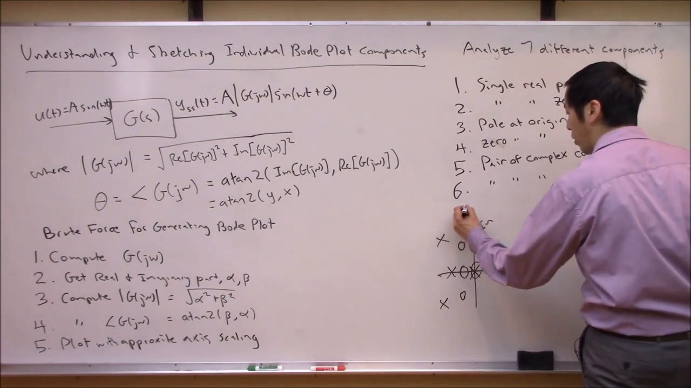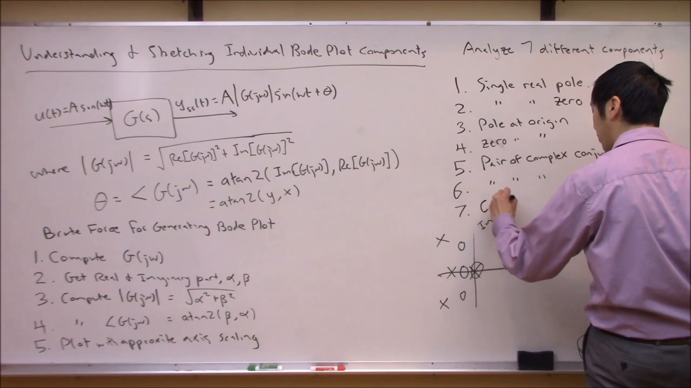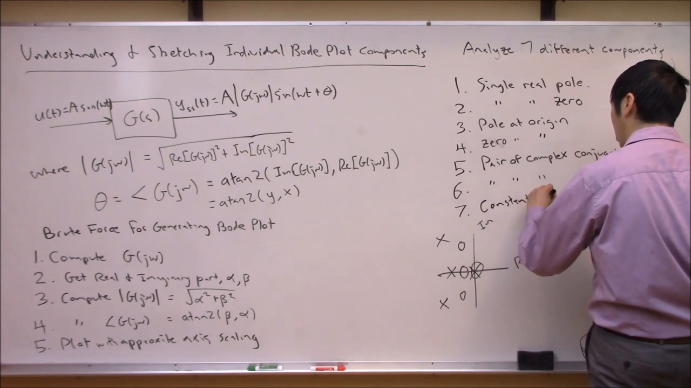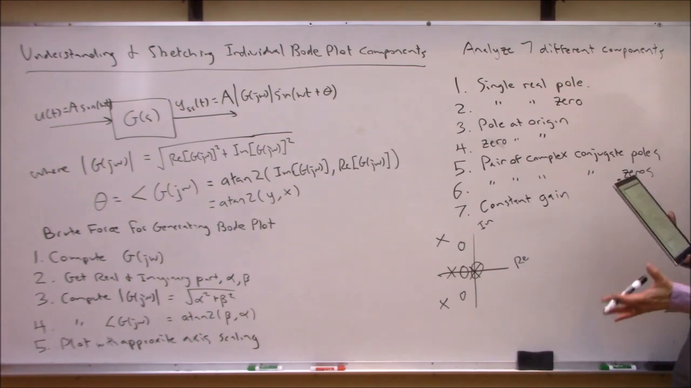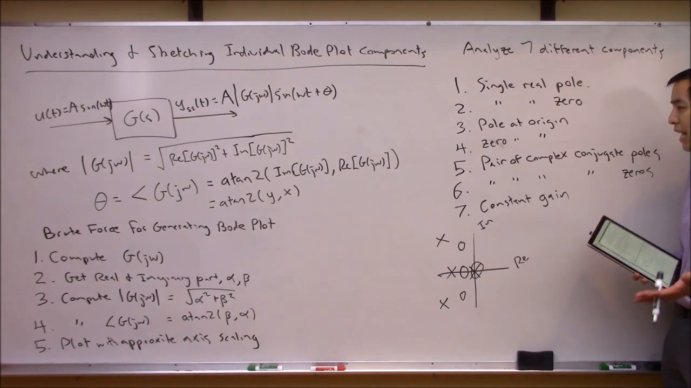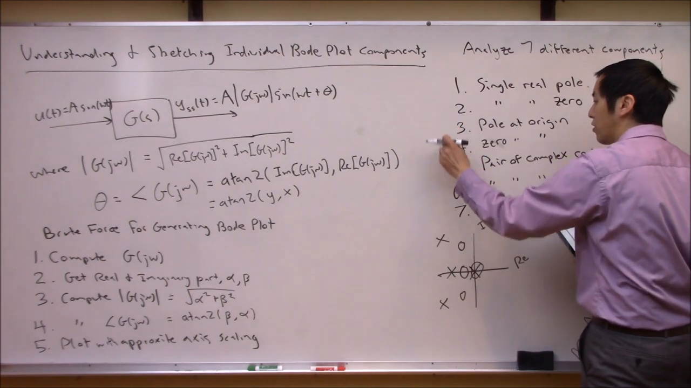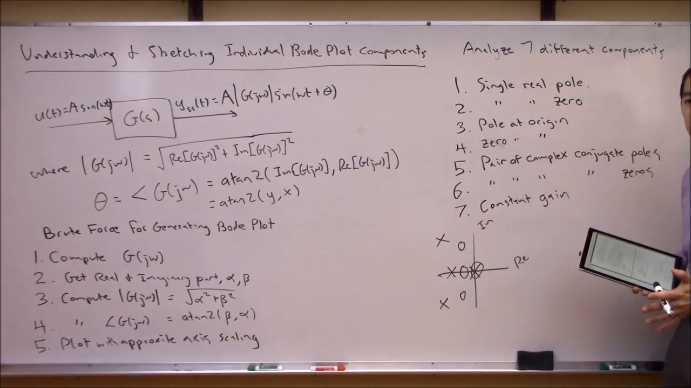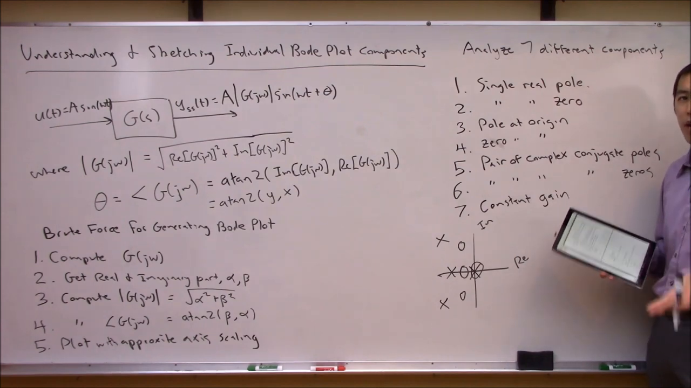And then the last component that I like to look at that makes up a transfer function is, how about a constant gain? Usually we don't draw that on the real imaginary axis, but you can obviously see that a transfer function could have a constant gain in it. So let's go through and systematically look at each one of these components one at a time and understand their contributions to a Bode plot if they were standing by themselves.